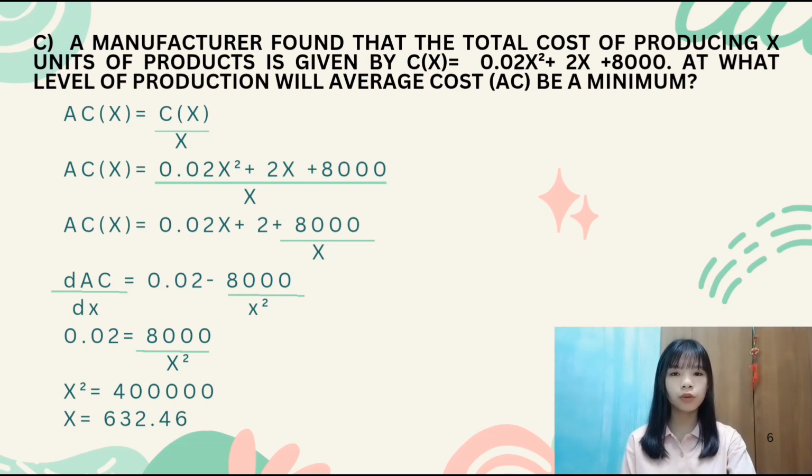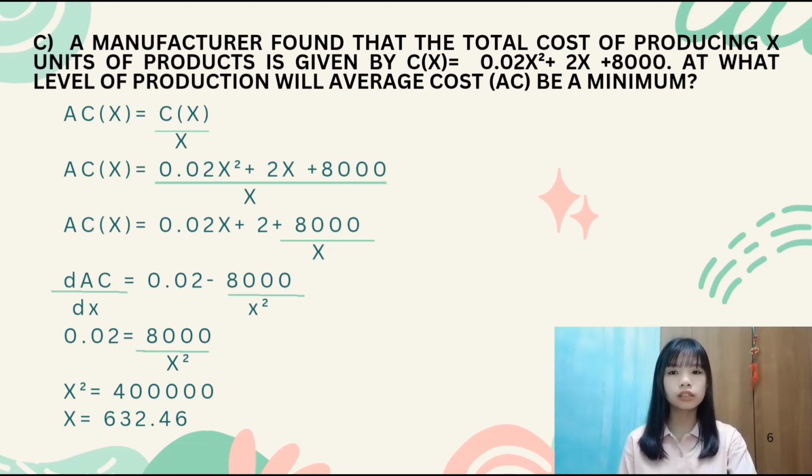First, we use the formula AC(S) equal to C(S) divided by S, which is 0.02 S squared plus 2S plus 8000 divided by S. Then we simplify it, which is AC(S) equal to 0.02S plus 2 plus 8000 divided by S. Next, we find the derivative of AC(S), dAC/dS equal to 0.02 minus 8000 divided by S squared.